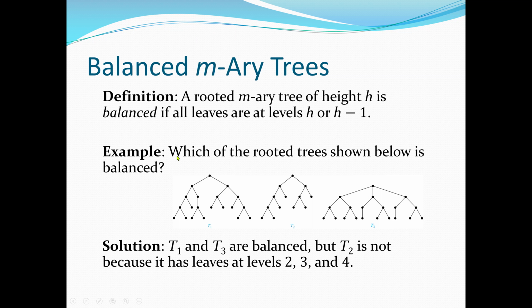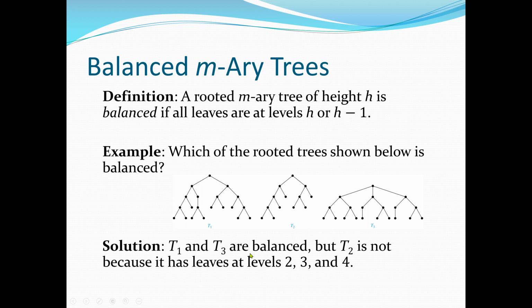So now the question said, which of the rooted trees shown below is balanced? Now we look at the definition. The definition of a balanced tree means all the leaves end at the same level. So we can see that T1 and T3 are balanced, but T2 is not balanced because it has leaves at levels 2, 3, and 4. So again, T1 and T3 are balanced.